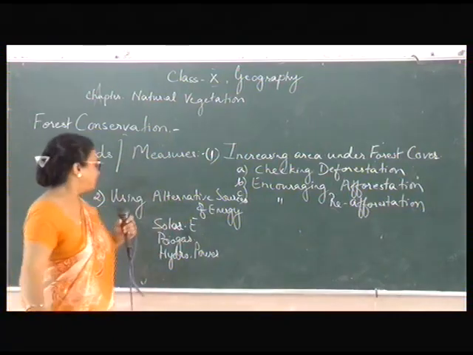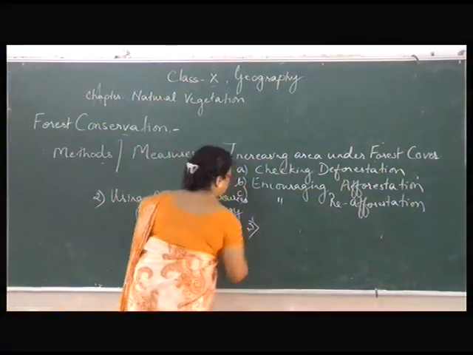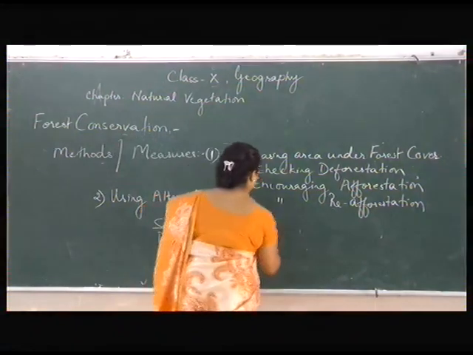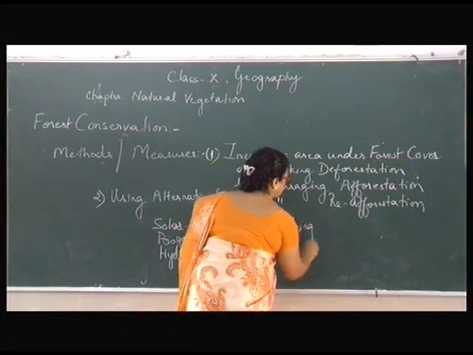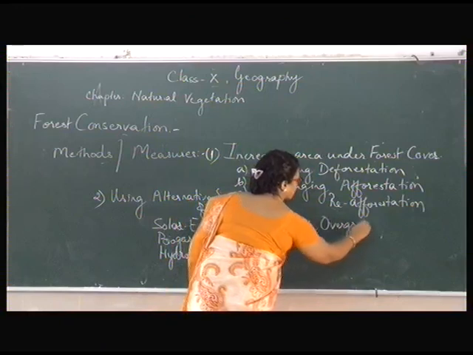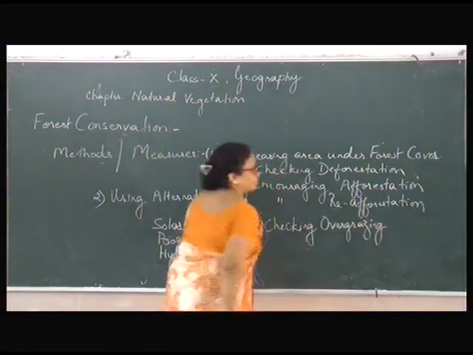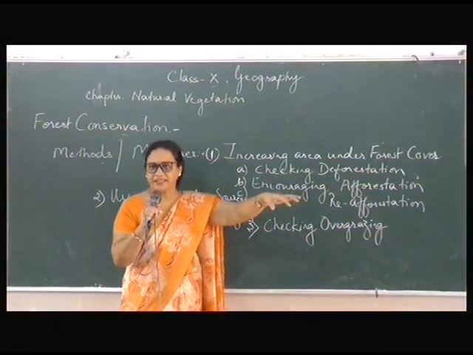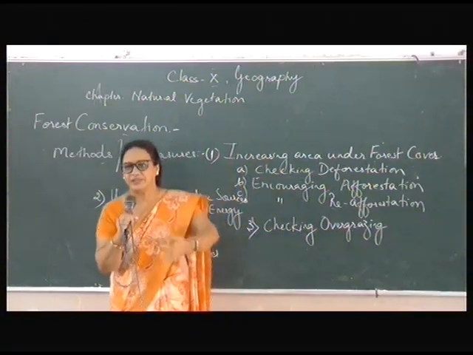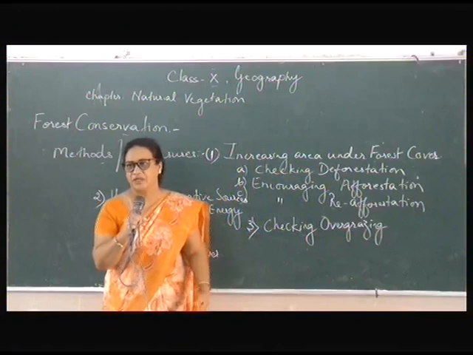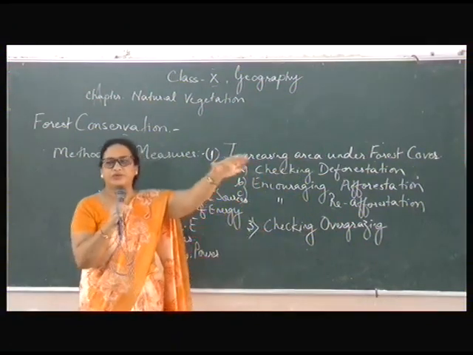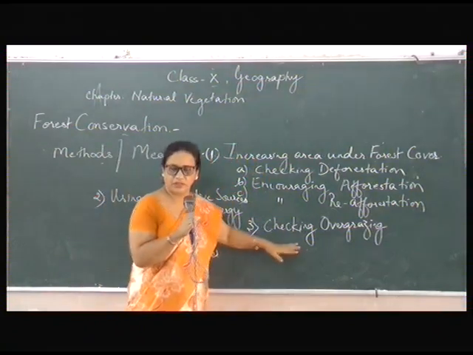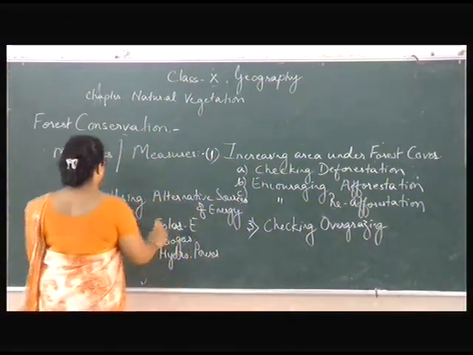Third point, take down. I write the third point here. Checking overgrazing. How can this be done? The fodder is the food that the cattle eat. The fodder should be provided to the animals where they are kept, instead of allowing them full freedom to go into the forest areas and eat up the plants and trees. That is how we can protect our forests. Got it? The third point. We move over to the next point.